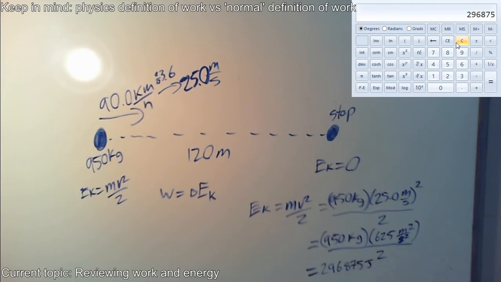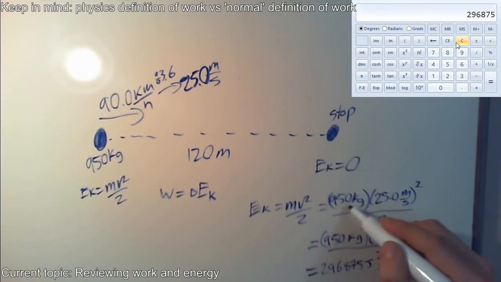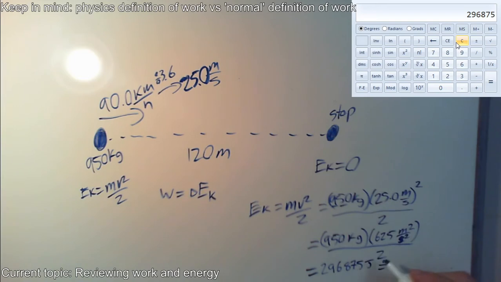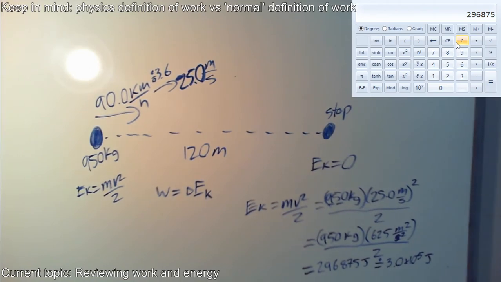296,875 joules. Or approximately, because we need sig digs, we have 2 sig digs because the 950 has 2 sig digs. There's 3 sig digs here. So 2 sig digs is going to be 3.0 times 10 to the 5 joules. We have to do it like that because otherwise we don't have our 2 sig digs. If we rounded it to 300,000 joules, that's only 1 sig dig. I don't like it when they do that to us. That's annoying.